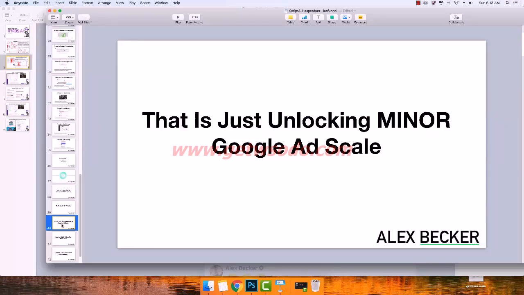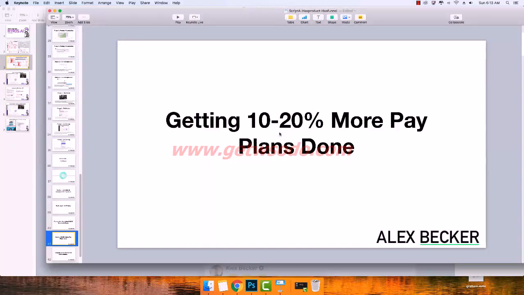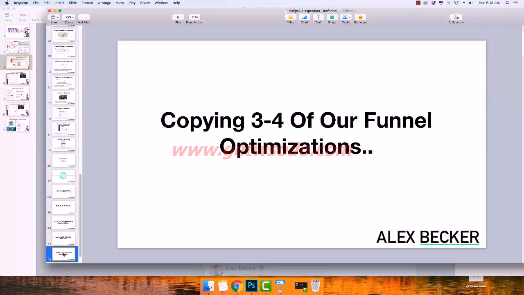That's not getting the $20,000 a day on AdWords. That's just getting like $500 a day, which is easy. That's a joke for Alex to do and show you how to do. And if you were able to go out there and get 10 to 20% more pay plans done, again, the product pays for itself 10 times over in the long term. And if you just copy 3 to 4 of our funnel optimizations, you're going to make those 1 to 3 more high ticket sales.